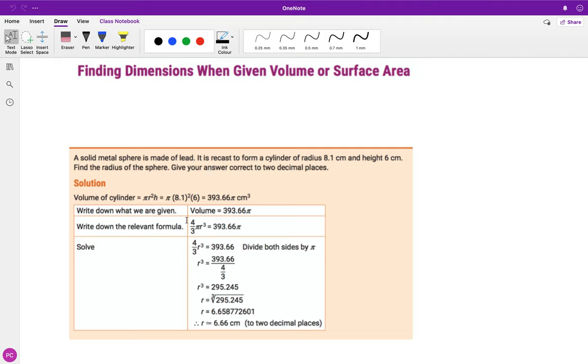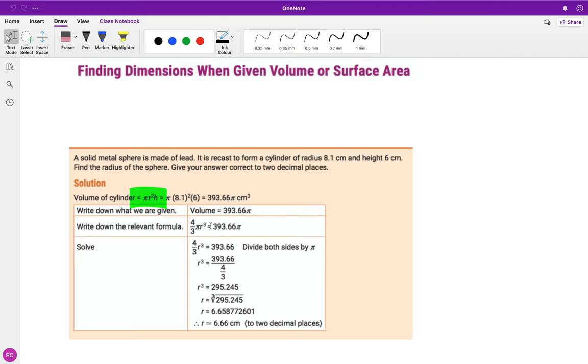Right, so you've done these kind of things before. Here's your formula for the volume of a cylinder: pi r squared h. They sub in and get the volume of the cylinder. They've subbed in 8.1, which they give us, as the radius, and 6 as the height. So that's the volume of your cylinder. Then we put down the volume of a sphere, which is 4/3 pi r cubed. So here's the volume of the sphere, and it came from the cylinder, so you let them equal each other.